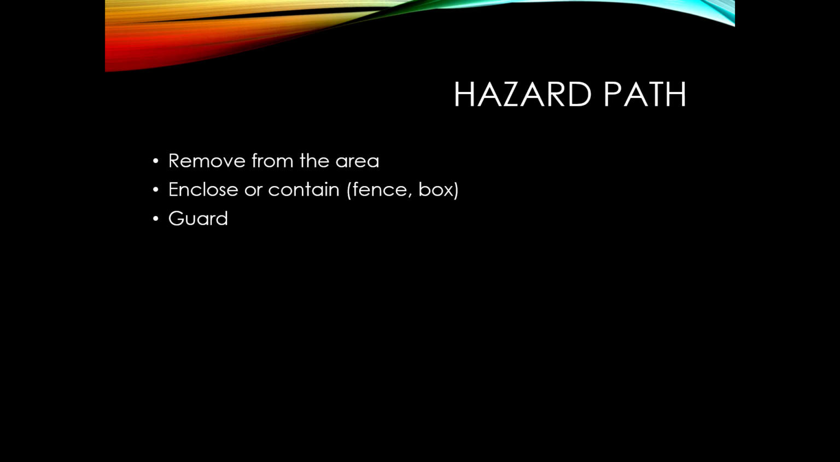We've talked about eliminating the source of a hazard, but if you can't eliminate the source, then you want to interrupt the path that the source takes toward a victim. You can move the hazard farther away from where people are. You can enclose it or fence it in and put up guards. And those are things that you would do if you just can't eliminate the source or minimize it enough.